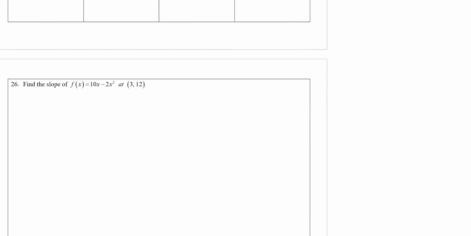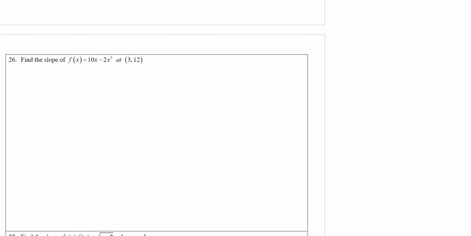Alright, 26. So find the slope of the function at 3, 12. There's two ways we can do this. I'm going to start with the more difficult way, maybe not more difficult, but the way that we originally started the problem in class. And remember, slope was the derivative, and our definition of a derivative was the limit as h goes to 0 of f of x plus h minus f of x all over h.